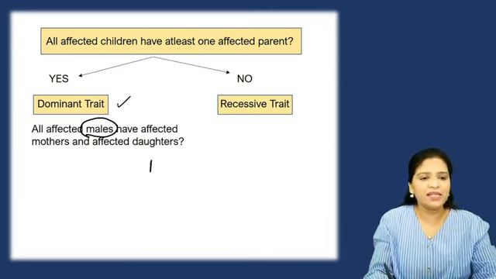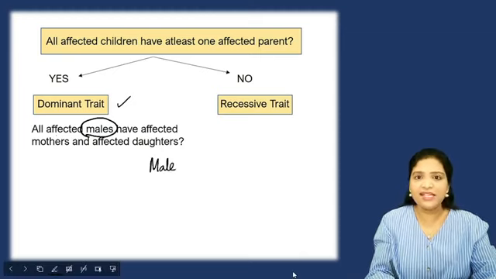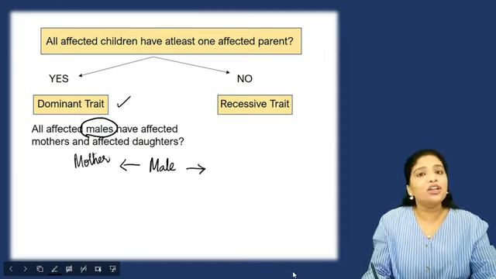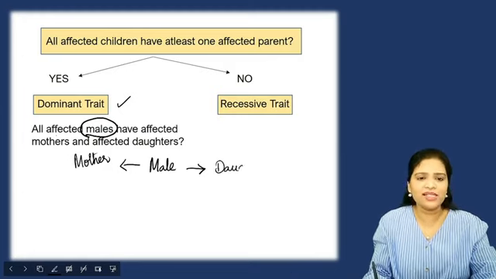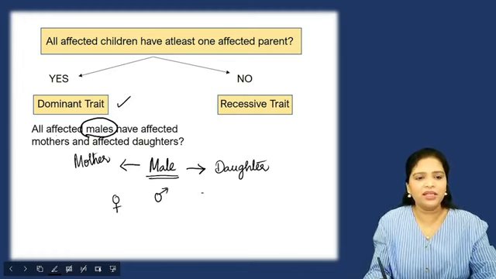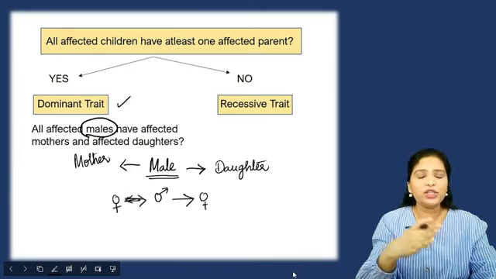That means here the affected male is there. From his mother, he got this disease and he is passing this disease to his daughter. So this is the pattern here, right? Here male, here female, here female. This is the pattern. So female to male to female.